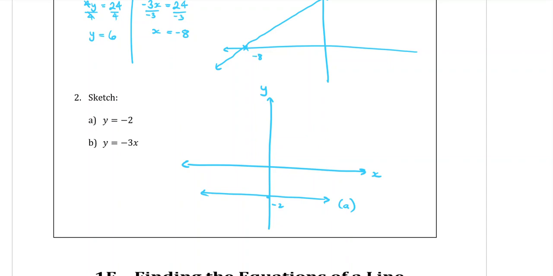Then for b, y is equal to negative 3x. Because of the x in the second half of that equation, this is going to be a sloping line that has a gradient of negative 3 and a y-intercept of 0. So we're going to start at the origin, and then we're going to rise 3 and run 1 to the negative side. So 1, 2, 3 up, 1 to the negative side would put my second point here, and that would be my line. Labeling the point would be negative 1, 3.